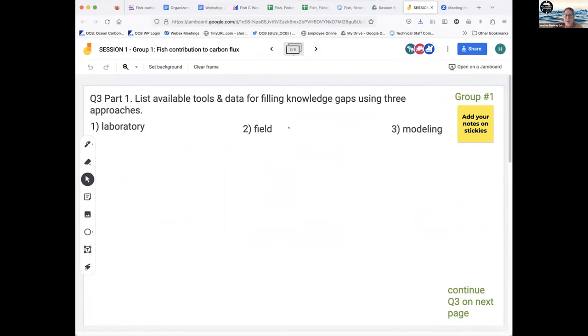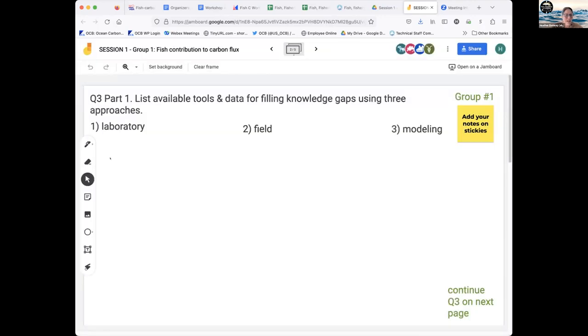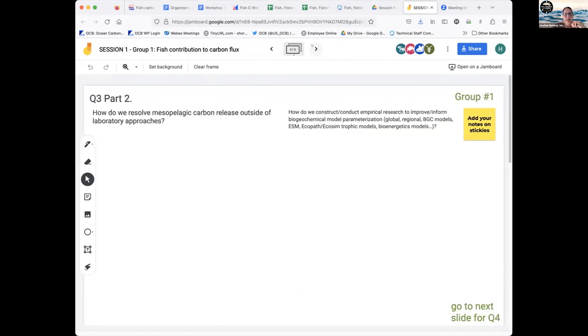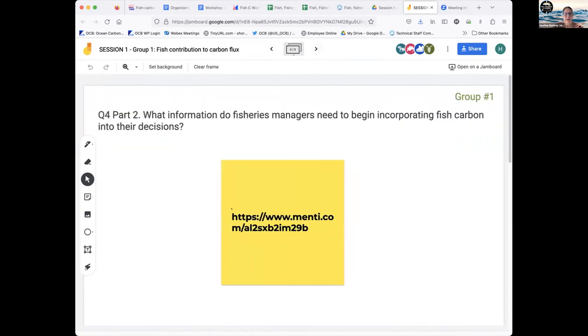Some of these you're going to have to take some notes, and you can add your notes on stickies. I don't know who's used these before, but they're really easy to use. There's a pen here if you want to doodle, there's an eraser, and there's a sticky note icon over here, so you can add a sticky note and write whatever you want on it in any color. You can add shapes, you can add text boxes, whatever you like. You're going to go through question three, which has two parts. And then question four has two parts, and it ends with another Menti poll.